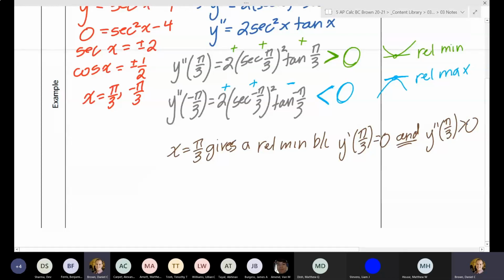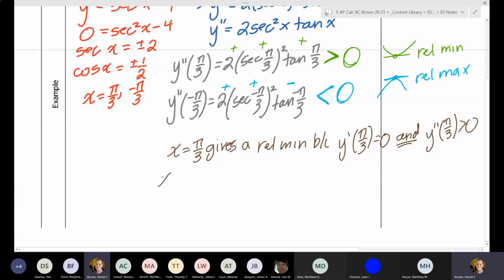For example, if you just said you had a horizontal tangent, well, that's all that means. You just have a horizontal tangent there. If you just stated the second derivative was positive, then you only told me that it's concave up. And we know that a graph could be concave up and not necessarily have a relative extrema there.